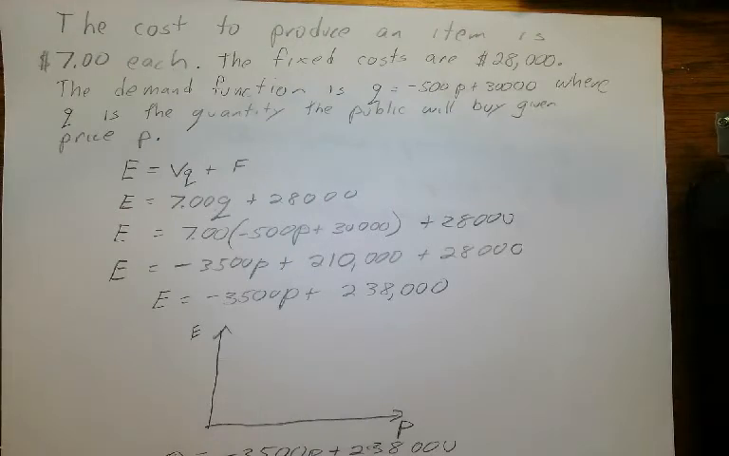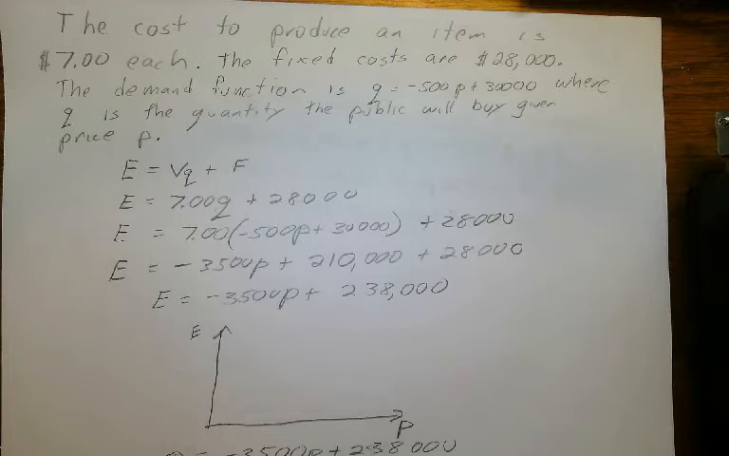Hello. Today we're going to work on graphing an expense function. If you look at the problem, it says the cost to produce an item is $7 each. The fixed costs are $28,000. That will give us our expense function. Then we have the demand function, Q = -500p + 30,000, where Q is the quantity the public will buy given price P.